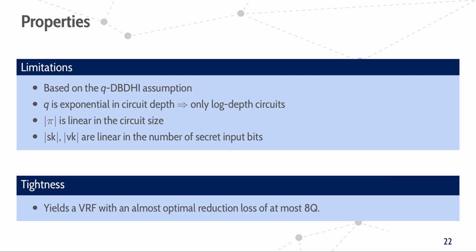Yamada's VRF is based on the Q dBDHI assumption, where the Q is exponential in circuit depth, meaning we may only use logarithmic depth circuits, and even then the assumption, albeit being non-interactive, is still relatively strong. However, proof and key sizes are modest, but certainly not as good as constructions designed for efficiency. Nonetheless, this construction allows us to achieve a loss that is at most 8q and thus attain an up to a constant factor, optimally tight reduction.